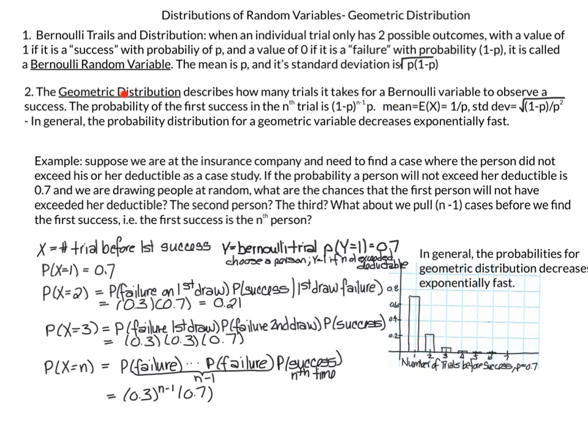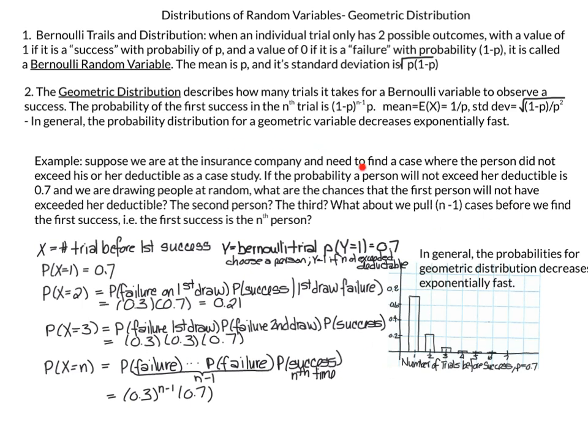The mean of the geometric distribution is equal to the expected value of the geometric random variable x, and it's equal to 1 over p. The standard deviation is the square root of 1 minus p, divided by p squared. In general, the probability distribution for a geometric variable decreases exponentially fast, and this is the graph that illustrates that in this example.